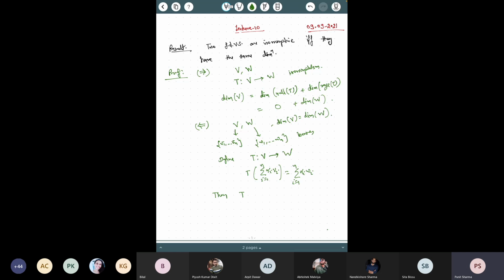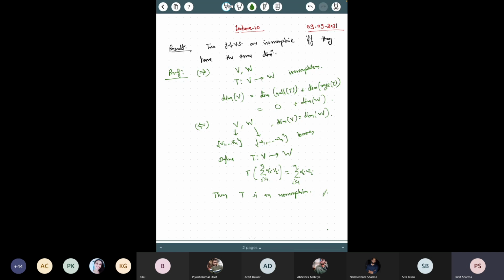Can you tell me why this is 1-1 and onto quickly? The range of T has dimension equal to that of W. Yes, so you can use rank-nullity also, and there are several ways to show this. Either you use rank-nullity or you just use the definition of 1-1 and onto. Anyway, this was easy.